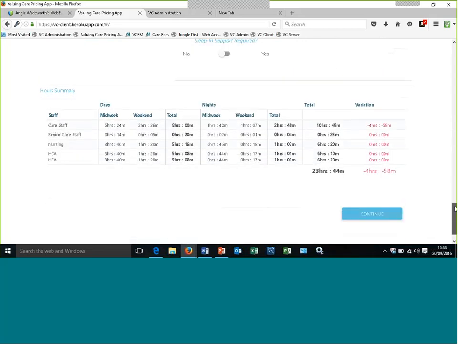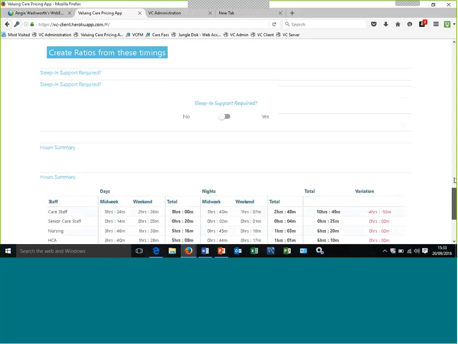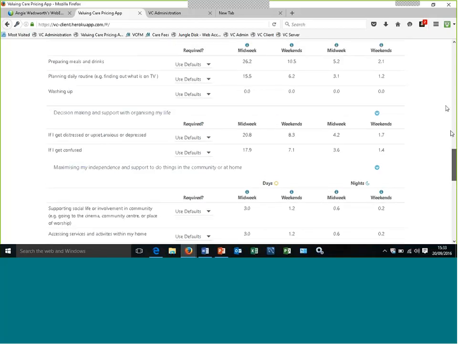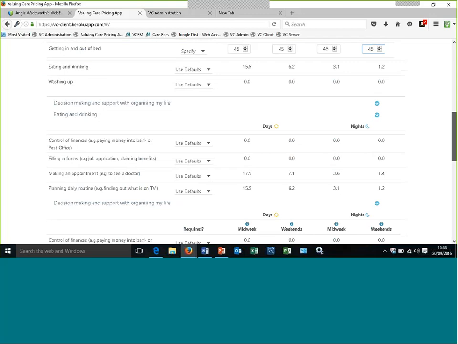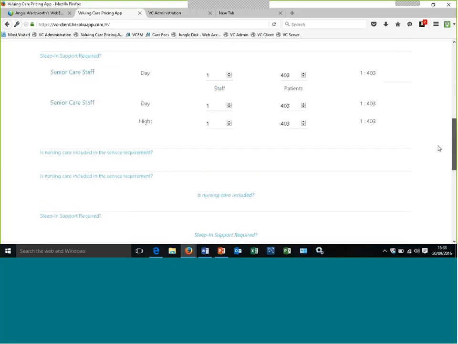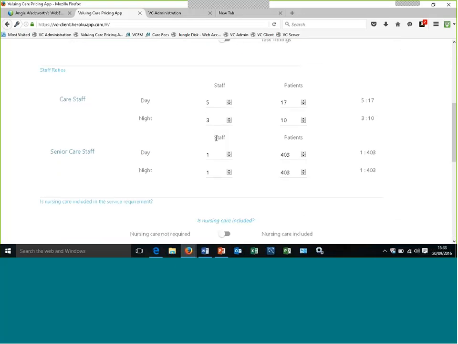Because I've taken some of those costs away from the care staff, but I've added more, the system is calculating how this is now looking in comparison with the model service levels that are defined in the background. And then I can say, okay, what would the ratio of care staff look like for me? If I come up here, it's telling me that the ratios are 5 staff to 17 patients. But it's doing that work for me.